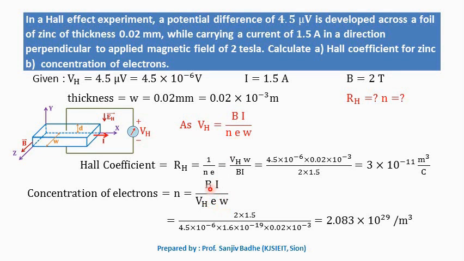So B is 2 Tesla, I is 1.5 amperes, VH is 4.5 microvolts, e is 1.6 into 10 raised to minus 19, and w is 0.02 millimeter, that is 0.02 into 10 raised to minus 3 meters. So we can do the calculation, and concentration of electrons can be calculated as 2.083 into 10 raised to 29 per meter cube in this case.